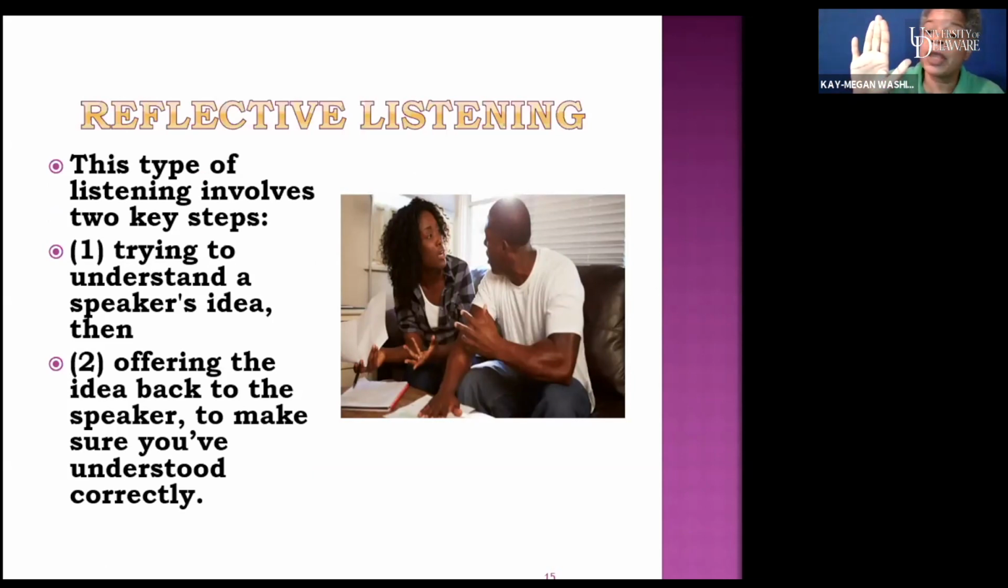So just like a mirror, right? Mirrors don't judge. We might think they do, but they don't. Mirrors don't interpret. Mirrors just reflect. You put something in a mirror and the mirror reflects it right back at you, right? So you're not trying to interpret what the person's saying. You're not trying to judge it. You're not trying to weigh it. You're not trying to come up with another way of saying it.